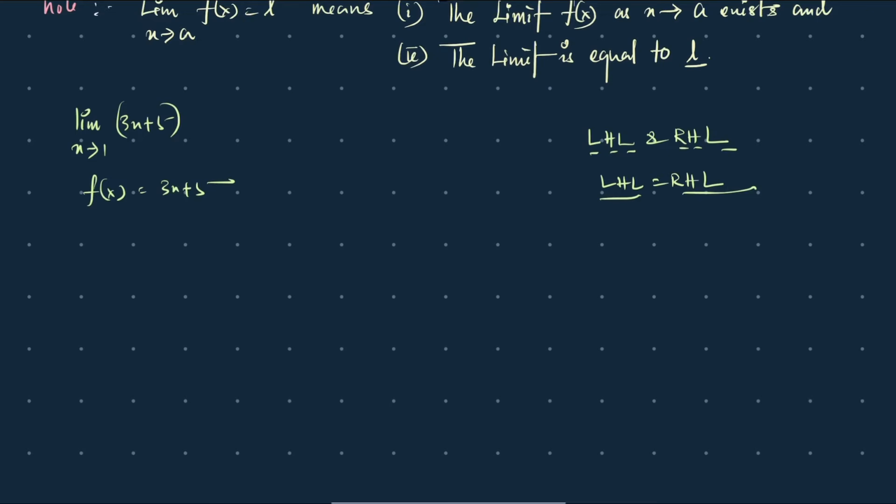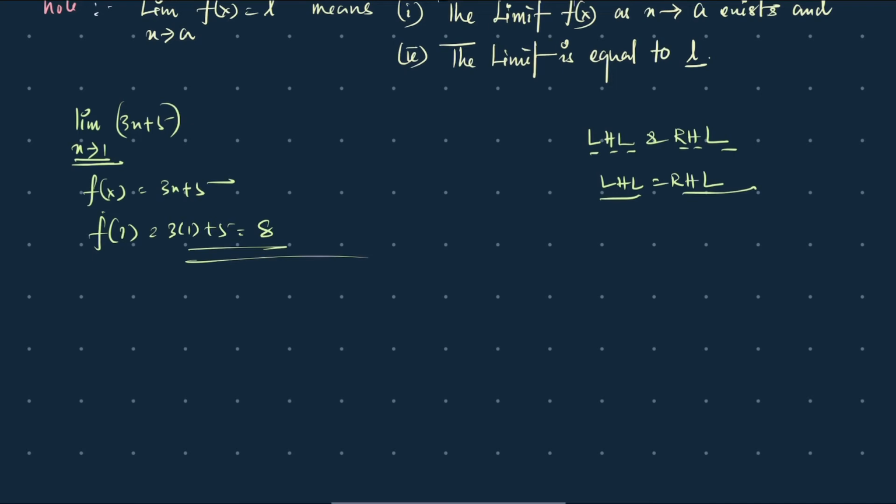So the limit of this function should exist, and that limit is whatever value we are getting. Okay, so f of x is equal to 3x plus 5, but our x is approaching towards a. It means our x value is getting very close to 1. So f of 1 will be equal to 3 into 1 plus 5, so this is equal to 8. This is very simple, right?